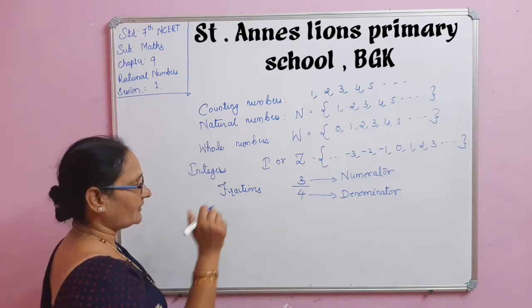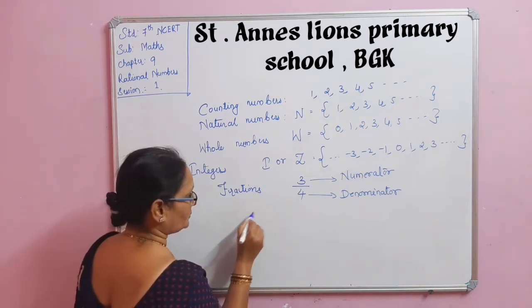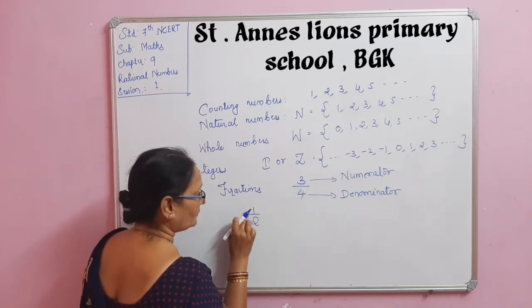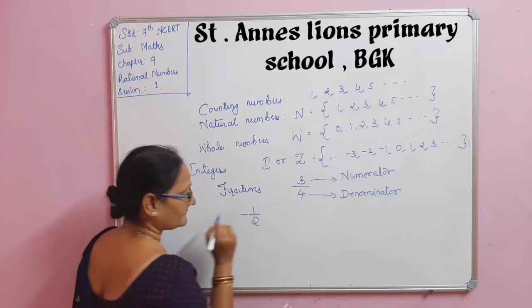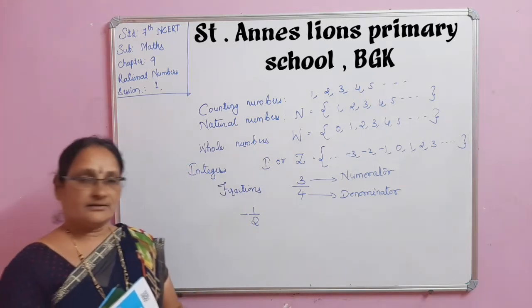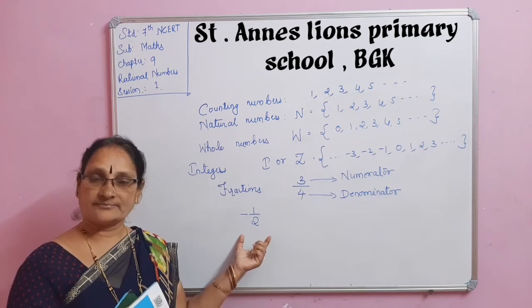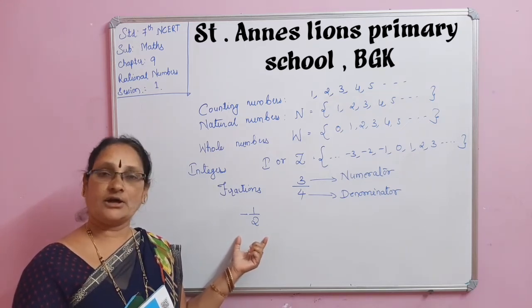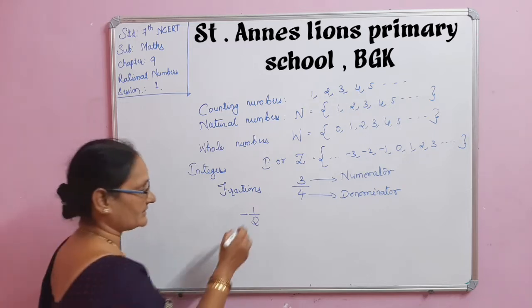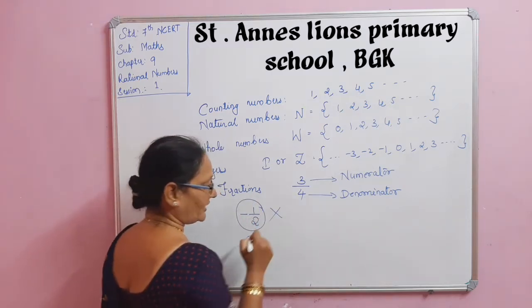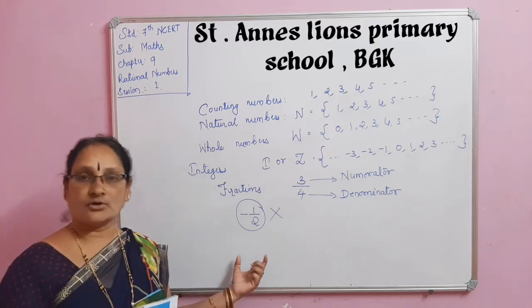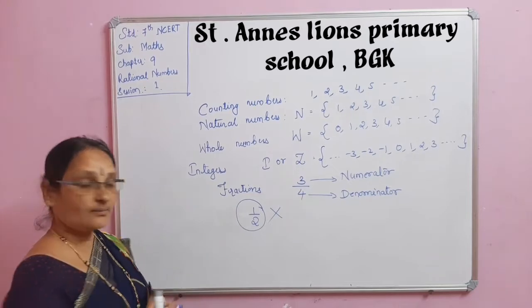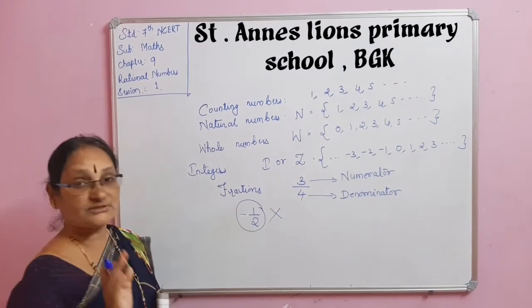And in the fractions, I am going to ask you one question. 3 by 4 will be there. Is there any negative fraction in the fractions? Have you observed? No, you might not have observed a negative fraction like this. This is not called a fraction. Then what does it call? 1 by 2 is a fraction. Then what about minus 1 by 2? Minus 1 by 2 is not a fraction.